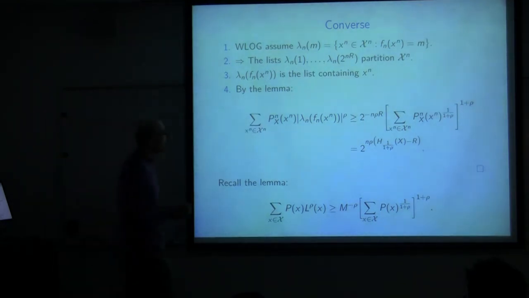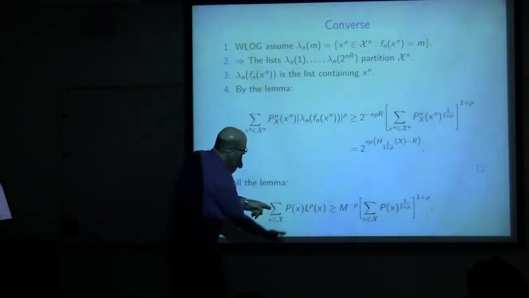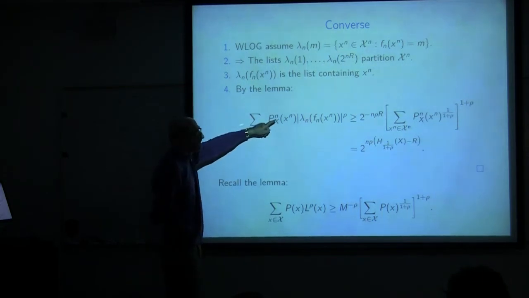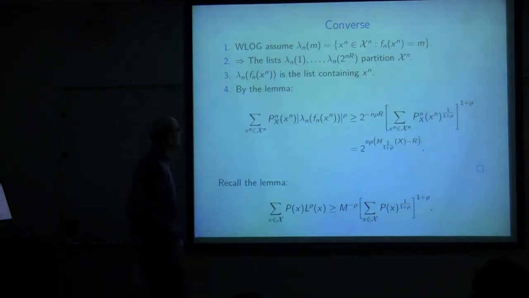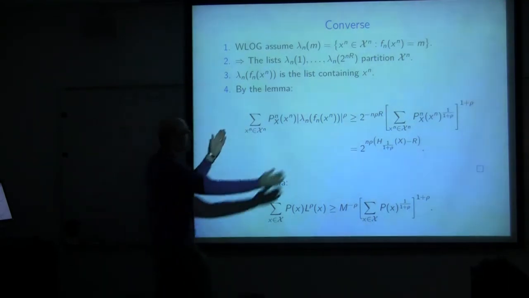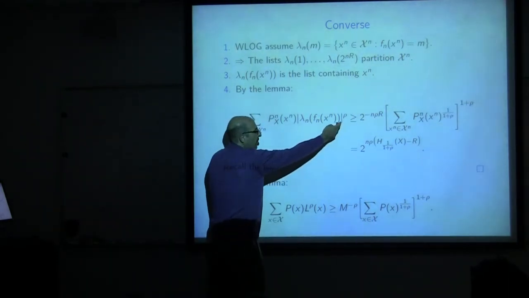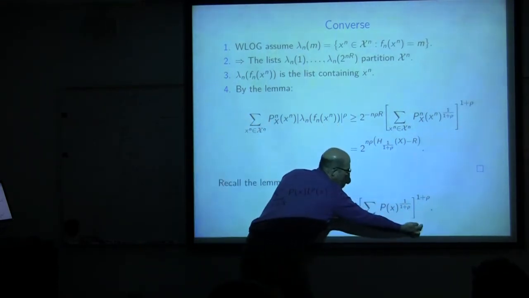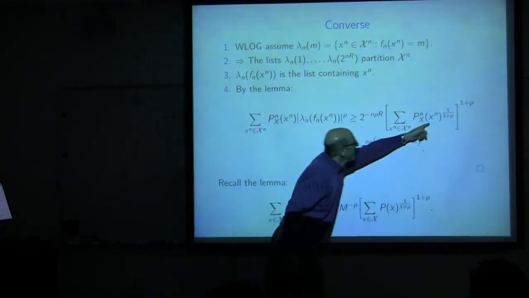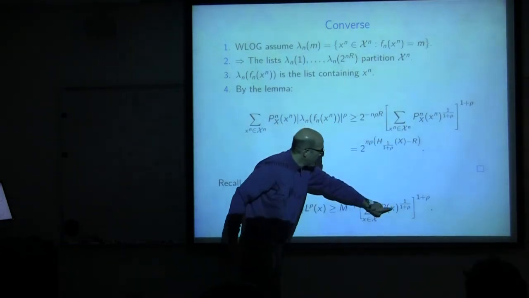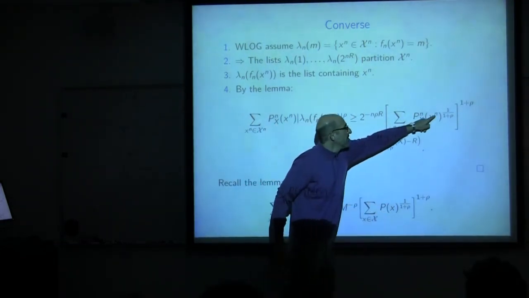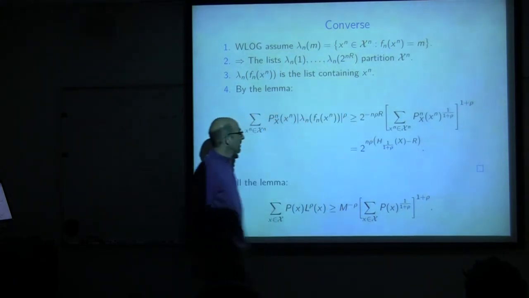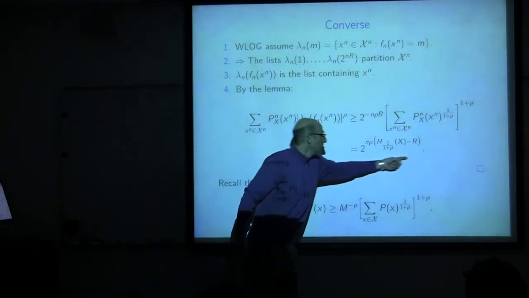Okay, so what I'm interested in is, let's compare this with this. I'm going to apply the lemma to x to the n, the sequences of length n. So what I have here is the expected list, the rowth moment of the list that contains x. And on the right-hand side, I have what I've written out here. This is the same thing, except with x replaced by x to the n, and instead of m, I say 2 to the n r. And if you do that, you actually get this.